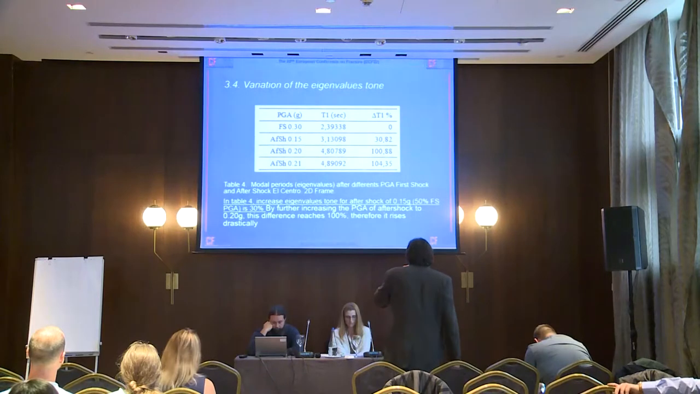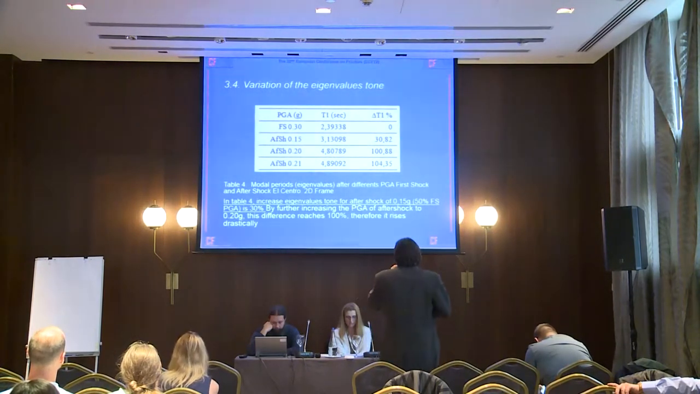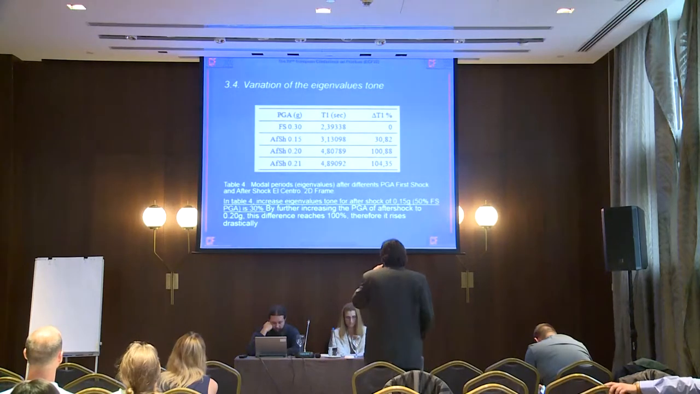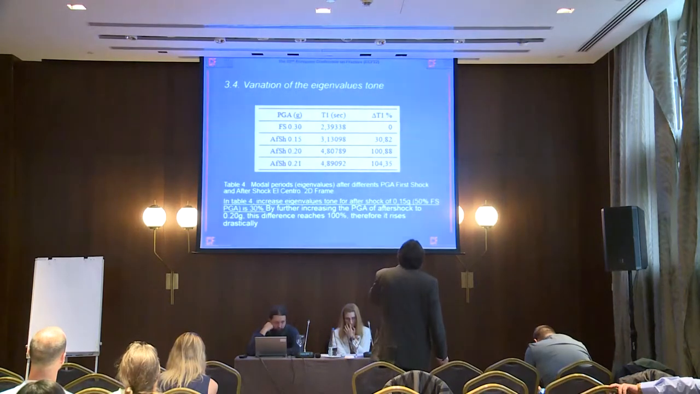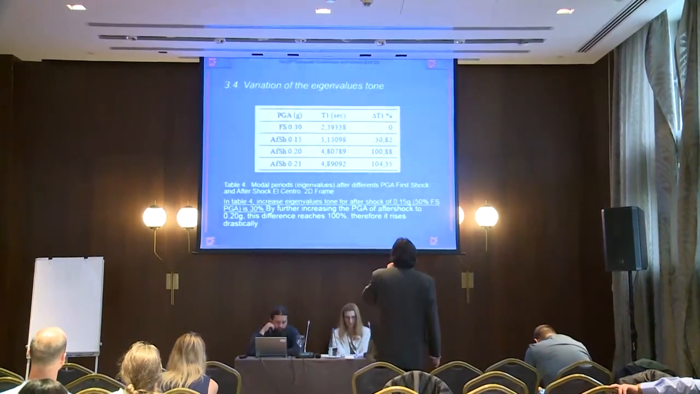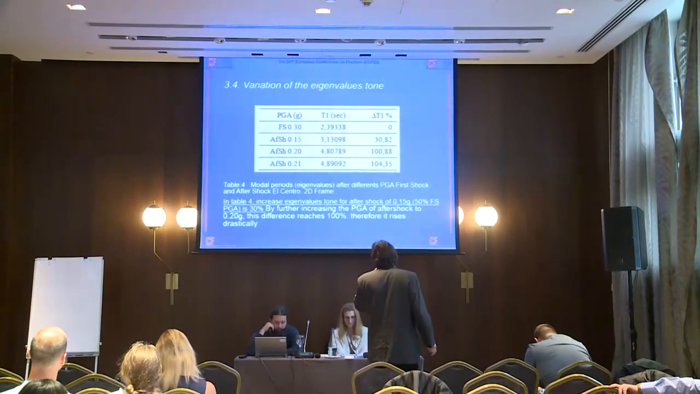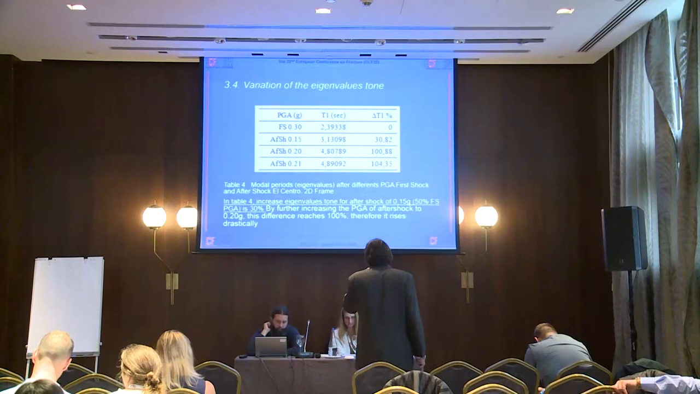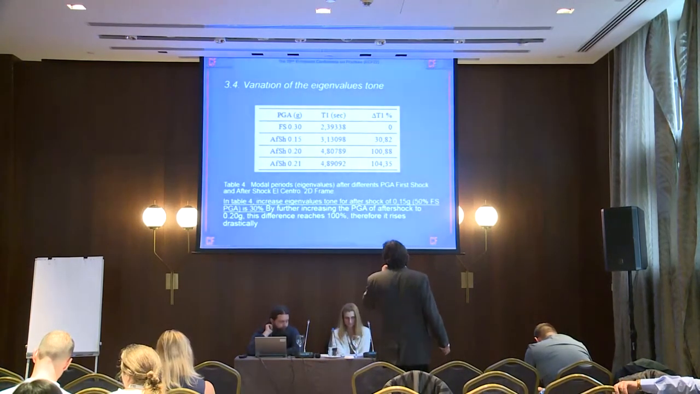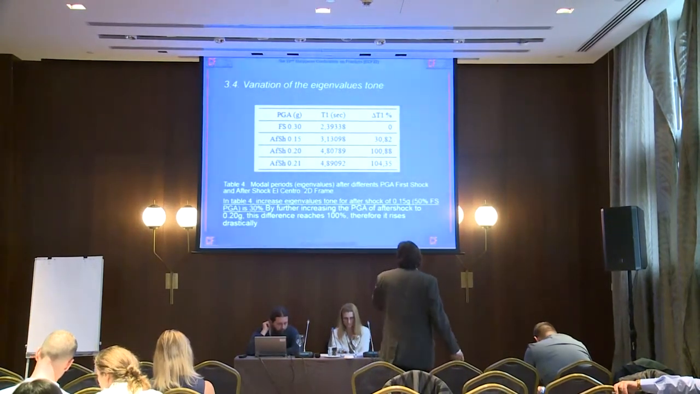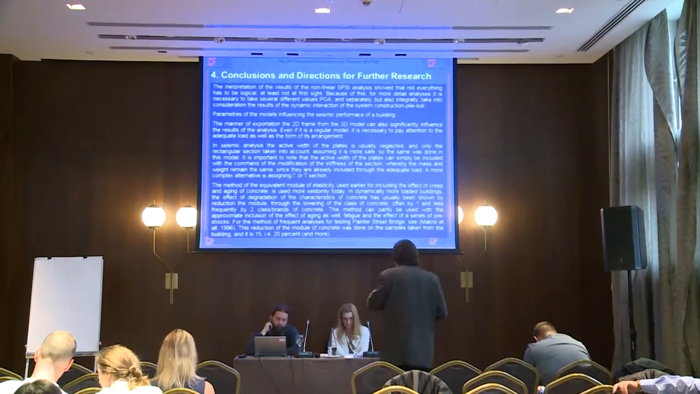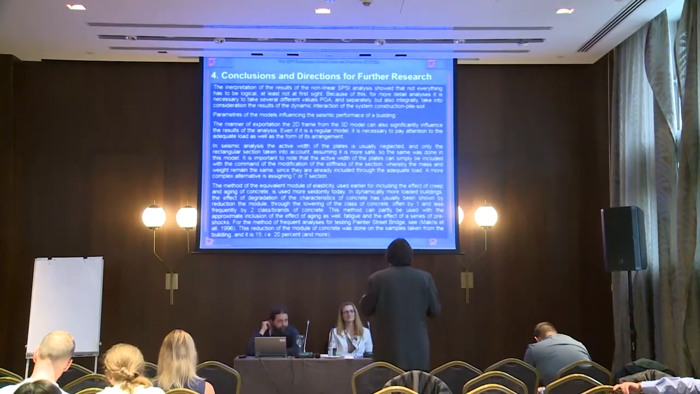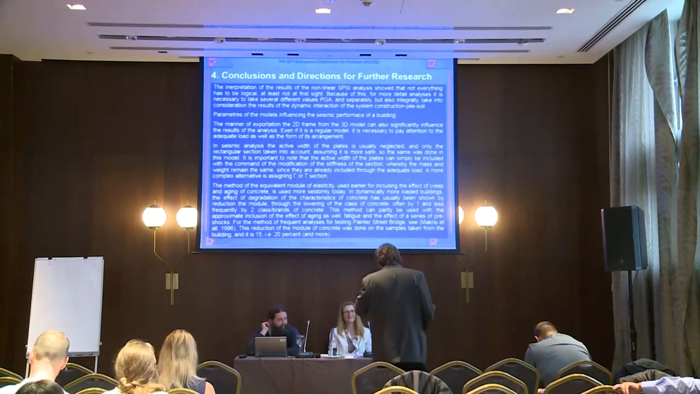Variation of the eigenvalue of the structure is in the table. In table 4, the eigenvalue change for the aftershock of 15% g is 5%, and for the first shock at PGA 13% it is 5%. By further increasing the PGA of the aftershock to 20% g, the difference reaches 100%. Therefore, it is rising drastically. It is finished. Conclusion. Thank you for showing the work in the paper.